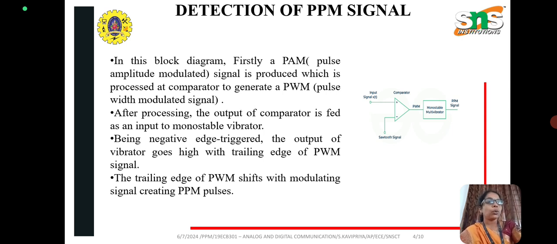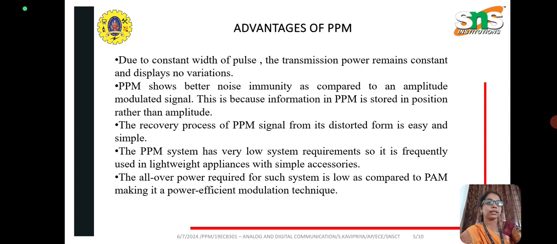And next is the detection of the pulse position modulated signal, that is, detecting the original message signal from the PPM signal. First a PAM signal is produced, which is processed at the comparator to generate the pulse width modulated signal. After processing, it is given as an input to the monostable multivibrator. Being negative edge triggered, the output of the multivibrator goes high with the trailing edge of the PWM signal. The trailing edge of this PWM shifts with the modulating signal, creating the PPM pulses.